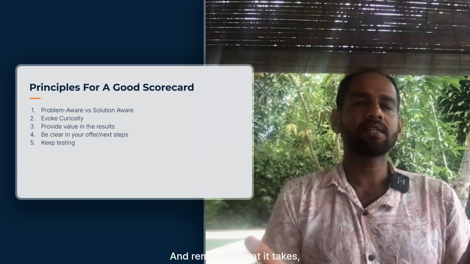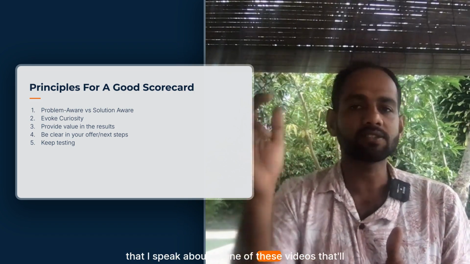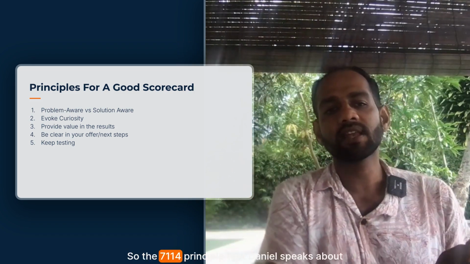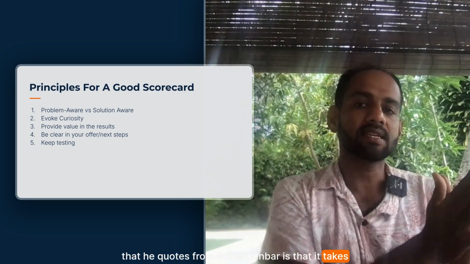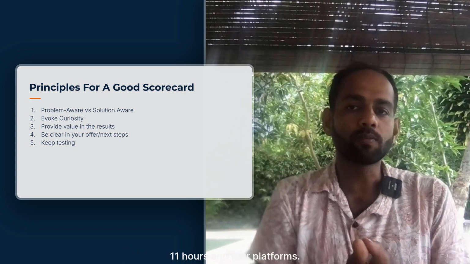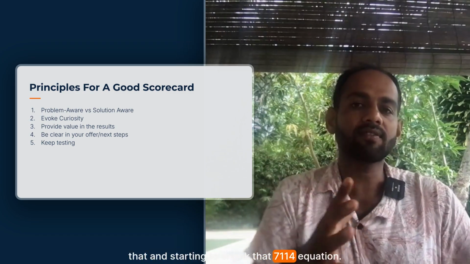And remember the 7-11-4 principle and the supply demand principle that I speak about in one of these videos that will be linked here. So the 7-11-4 principle that Daniel speaks about, that he quotes from Robin Dunbar, is that it takes 7 touch points, 11 hours, and 4 platforms. And a scorecard is a great way to start building that and starting to shrink that 7-11-4 equation.